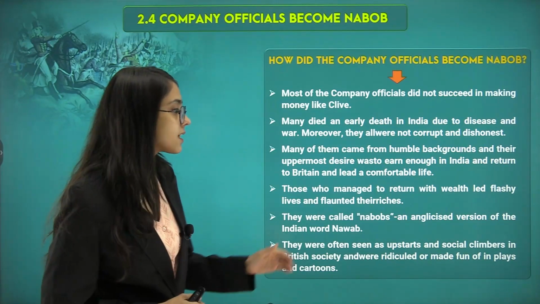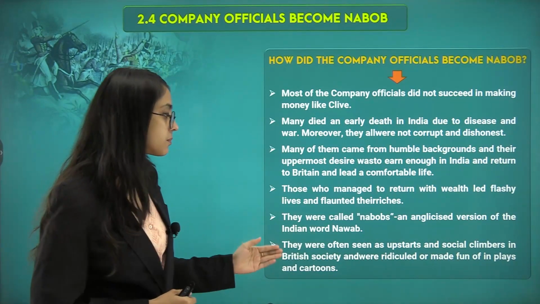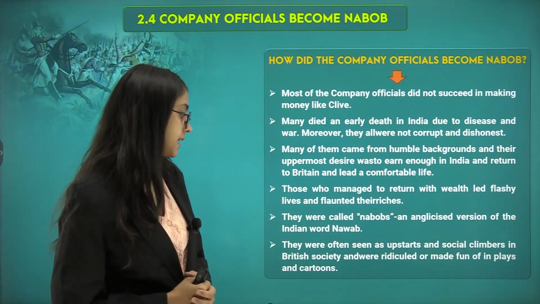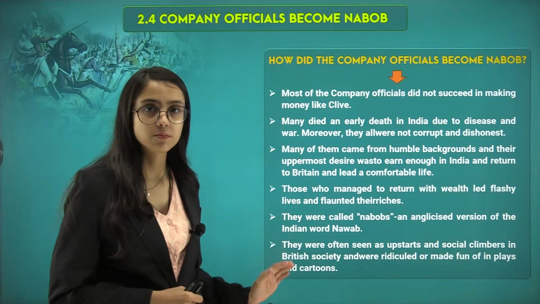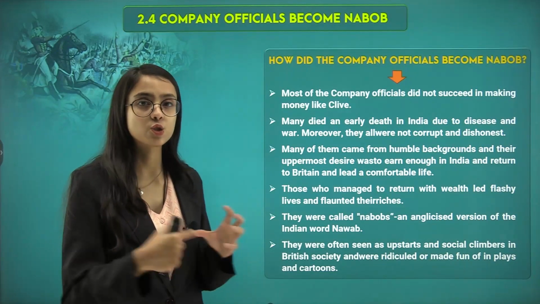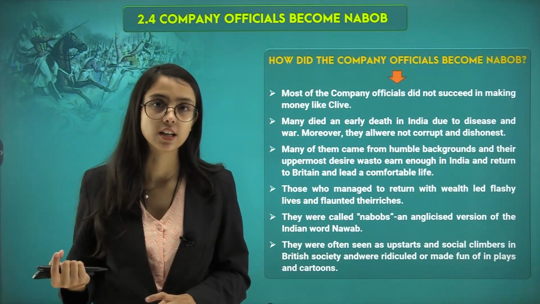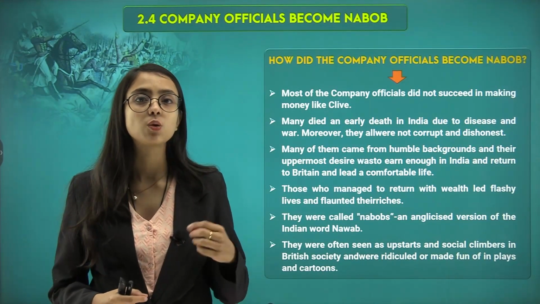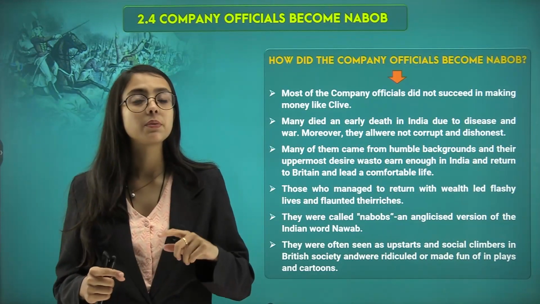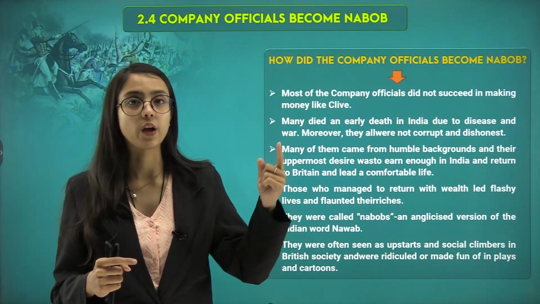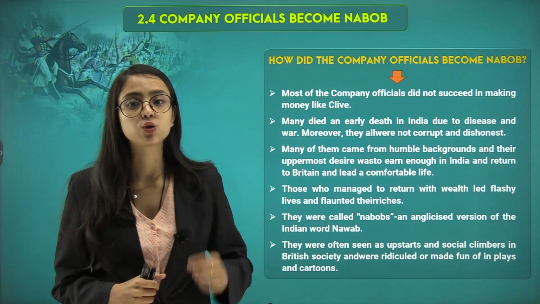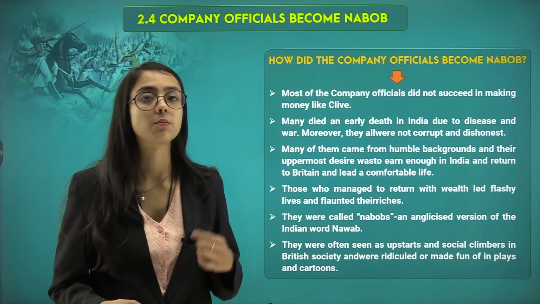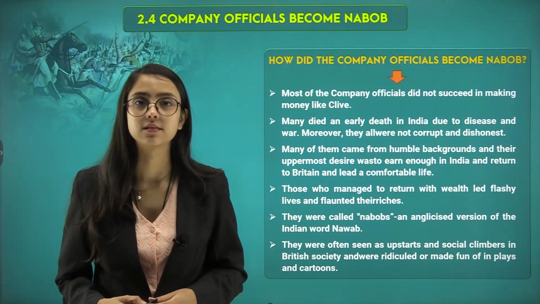They were often seen as upstarts and social climbers in British society, and were ridiculed or made fun of in plays and cartoons. So these nabobs were the people who collected the riches from India, and they led very flashy lives in Britain. They returned to Great Britain. They were often known as upstarts, the people who climbed the stairs to wealth and popularity. They were social climbers in British society, and they were made fun of. They were mocked by cartoonists and playwrights.